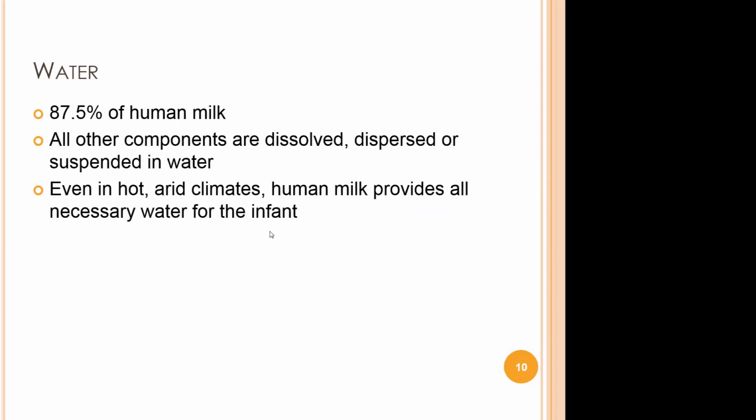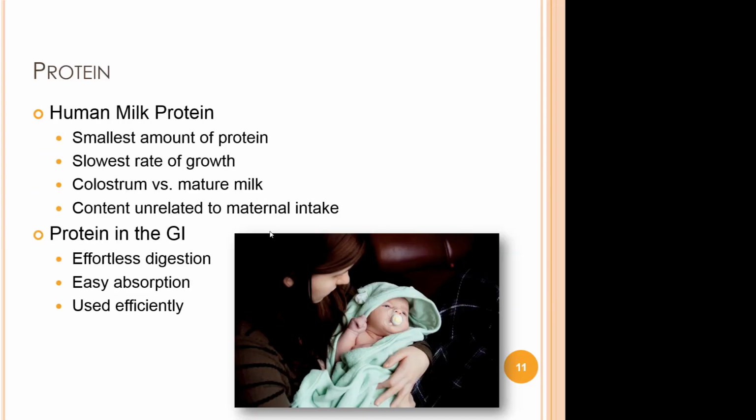87.5% of human milk is water. All other components, even the lipids, are dissolved, dispersed, or suspended in water. Even in hot, arid climates, human milk provides all the necessary water for a baby's needs. As we look at the nutrient composition in human milk, note that we will address different nutrients at different levels of depth. Some nutrients will be covered extensively, and some only mentioned briefly. For example, I won't be talking about selenium at length, but we will discuss iron and vitamin D extensively in terms of looking at their function, content, sources, etc.